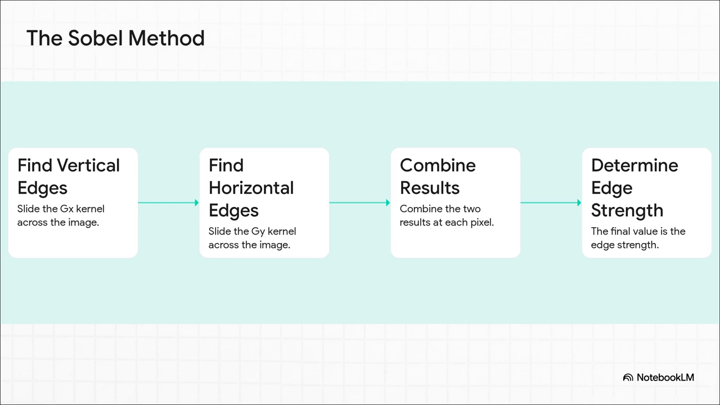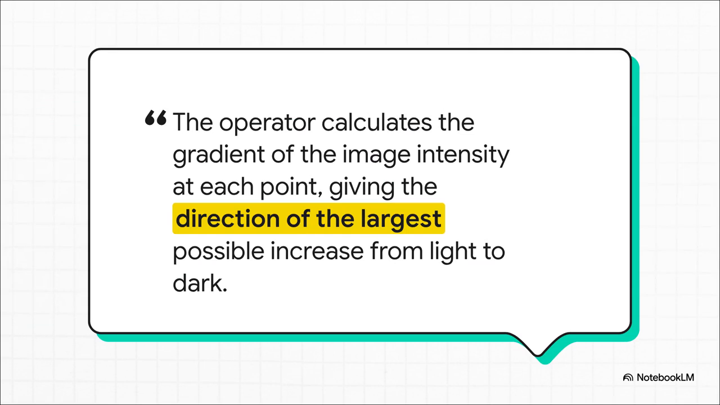The whole process is super straightforward. First, you slide that GX kernel across the image, and that creates a map of all the possible vertical edges. Then you do it again with the GY kernel for the horizontal ones. Finally, for every single pixel, you combine the two results. If you get a high final number, you found a strong edge. This quote here really just nails it. The operator is just calculating the gradient at every single point. It's finding the direction of the steepest possible climb from dark to light. It's a beautiful, simple mathematical way to find the boundary of an object.